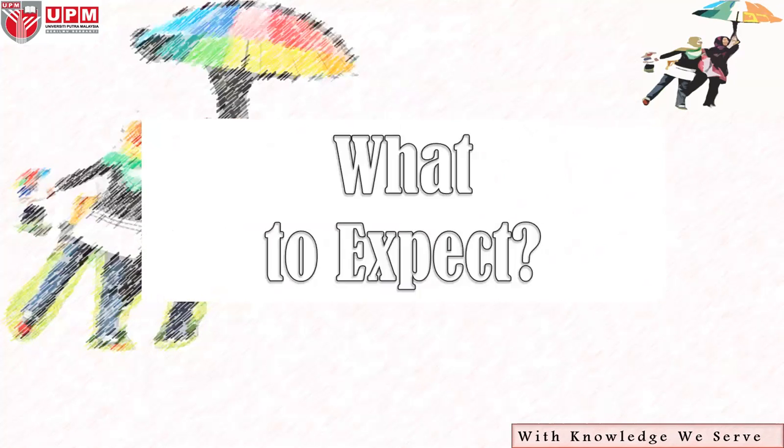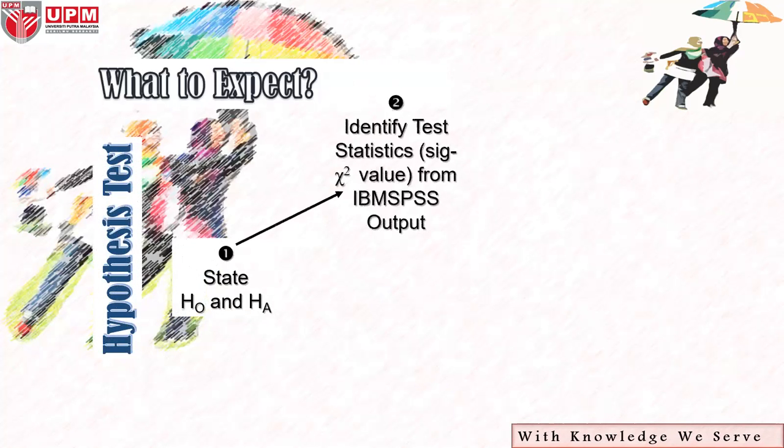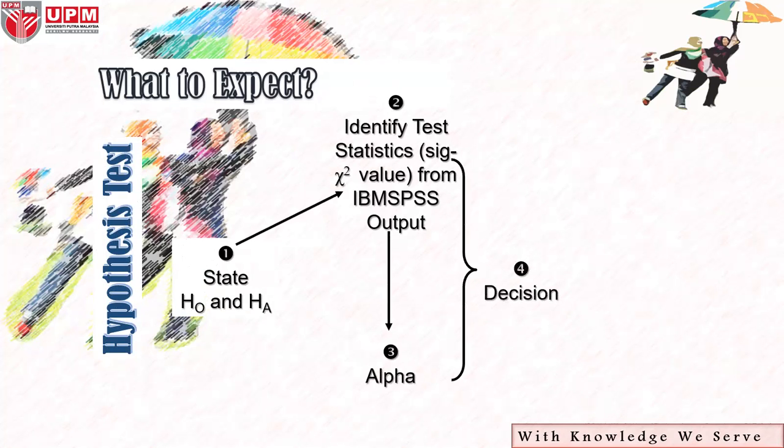Okay, assumption: data should be based on a random sample. There is no requirement for the shape of the data distribution because this is a non-parametric statistic. So there is no requirement for data to meet the assumption of normality, only random sampling. Okay, so what to expect? Similar to previous, we need to remember the 5 steps: state the null and research hypothesis, identify the test statistic based on the IBM SPSS output, determine our alpha, make a decision, and lastly make our conclusion.